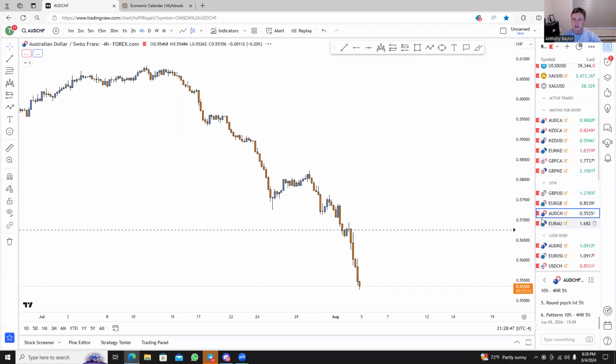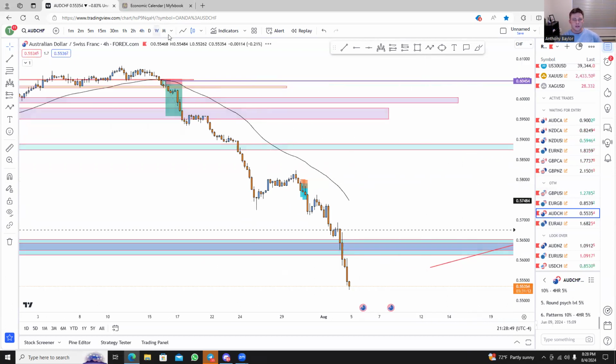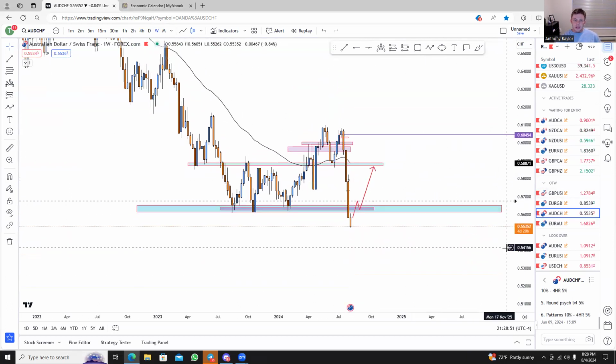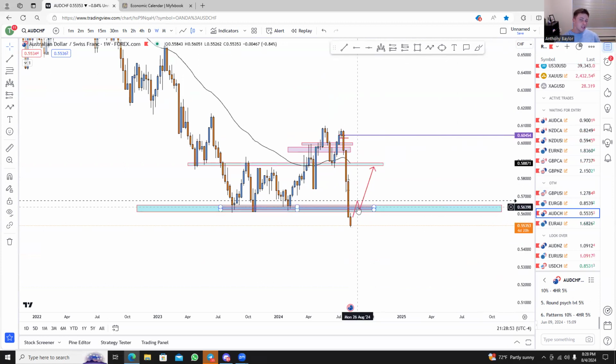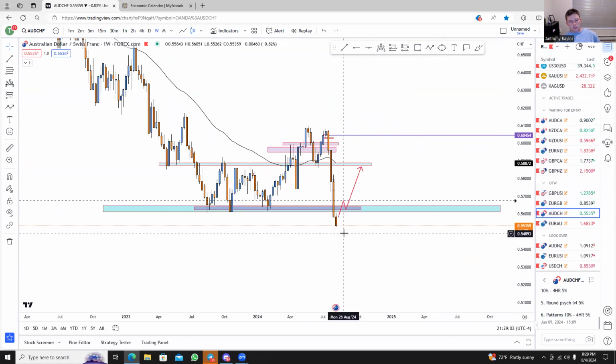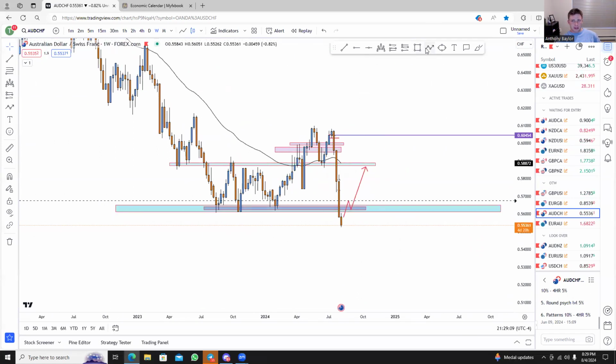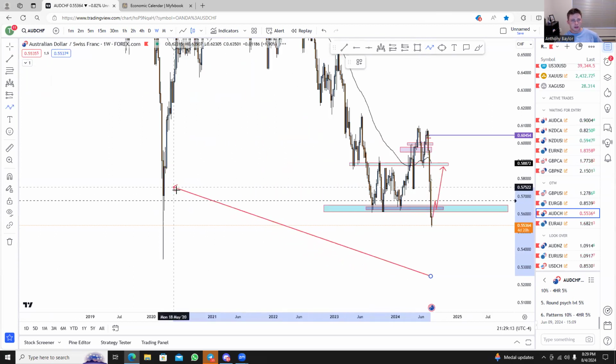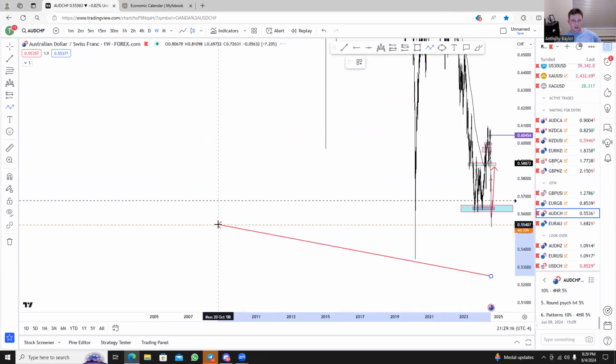All right, AUD. Oh yeah, I personally don't like the fact that NFP took this trade and just tanked it. So I have it on my watch list just because there's a chance that it does the same thing as the last trade. Look at that, boom, boom, boom, respecting this area, respecting this area.